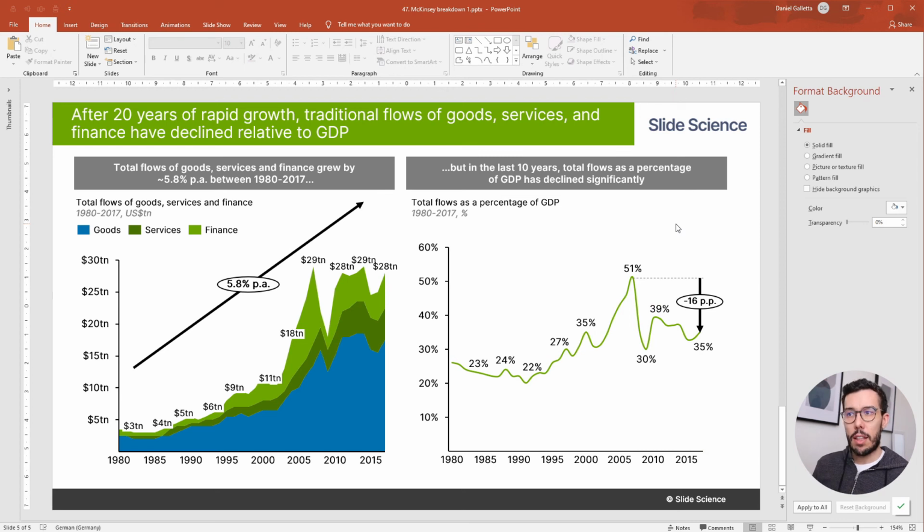And I think the key here is to think about the logic of the slide. So you have your lead in at the top, and the lead in is the overall summary of the point you're trying to make in the slide. So here we're saying, after 20 years of rapid growth, traditional flows have declined relative to GDP. Then that high level breaks down into two subpoints. The first subpoint is, total flows has grown rapidly over the last 20 years. And the second subpoint is, but in the last 10 years, total flow as a percentage of GDP has declined significantly. So you can see it kind of cascades down. And this is what people talk about when they talk about the pyramid principle.